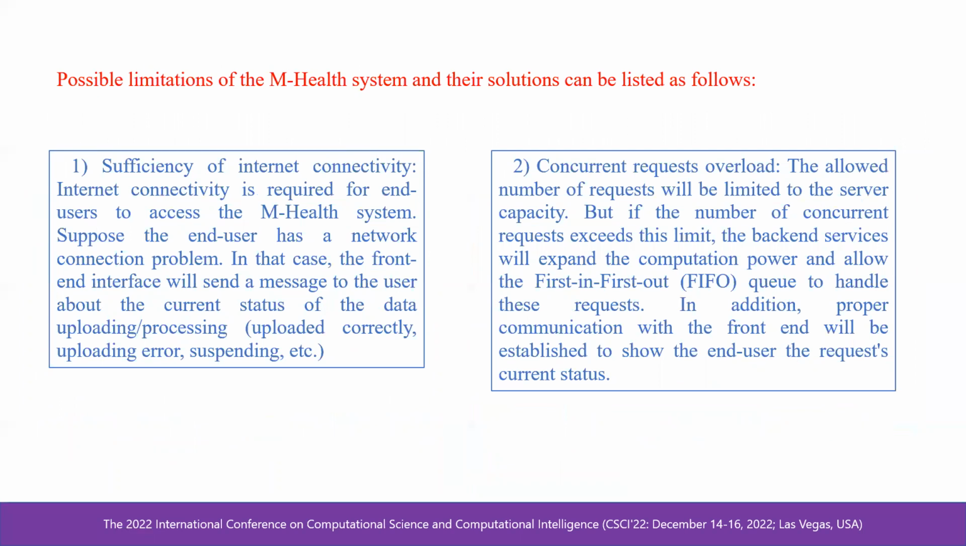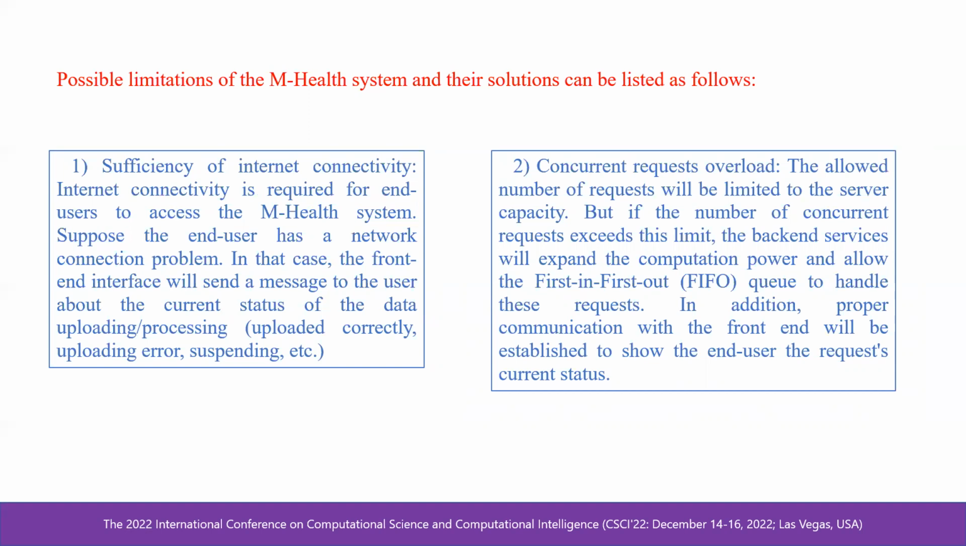Our work has some possible limitations, and the limitations and the proposed solutions can be stated as here. 1. Sufficiency of internet connectivity. It is one of the possible limitations. Internet connectivity is required for end users to access the mHealth system. Suppose the end user has a network connection problem. In that case, the front-end interface will send a message to the user about the current status of the data uploading and processing.